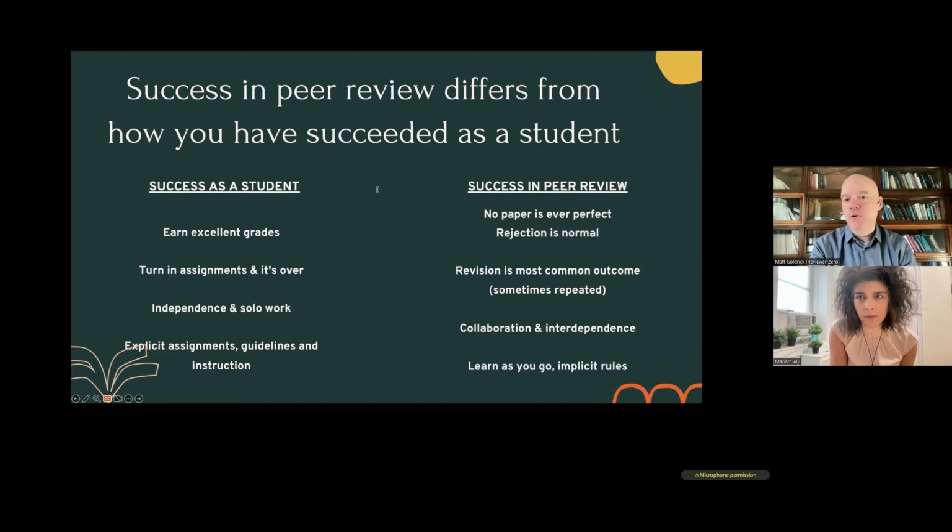Success as a student versus success in peer review can be contrasted along a couple different dimensions. So when you succeed as a student, what you try and do is earn excellent grades. That's how you get promoted. That's how you move forward. In peer review, success is never getting a good grade. No paper is ever perfect. And rejection of papers is actually the norm. What we do is sort of refine it over multiple types of rejections and encouragement of revision.